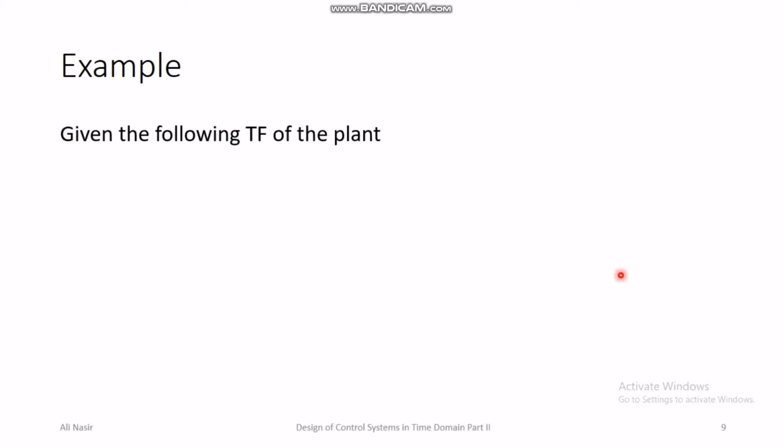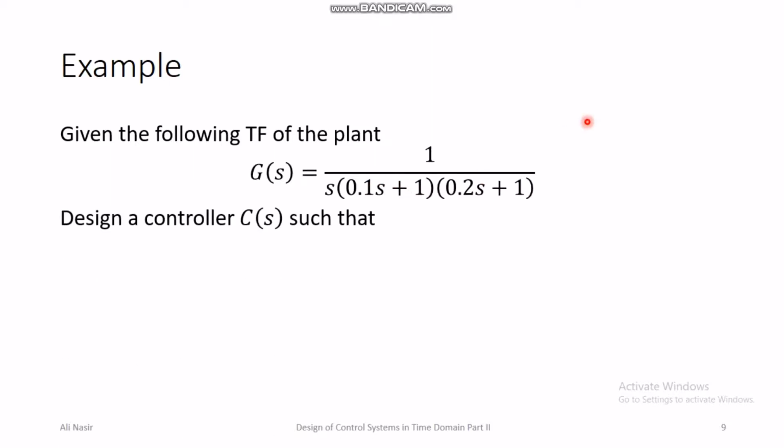So let's look at an example. Given the transfer function of the plant 1 over S times (0.1S plus 1) times (0.2S plus 1). So we have a third order system here, and we need to design the controller C(S) such that, first of all, the error coefficient for the steady state error with respect to parabolic input is greater than or equal to 100. We discussed briefly the error coefficients related to errors with respect to step input, parabolic input, and ramp input. Actually, this is the steady state error coefficient with respect to ramp input. We discussed those in the lecture regarding steady state errors for systems of different types.